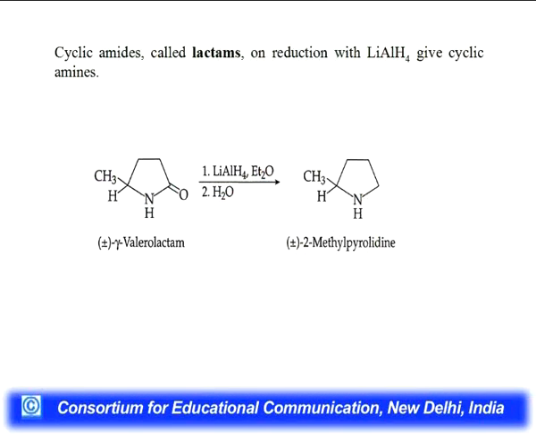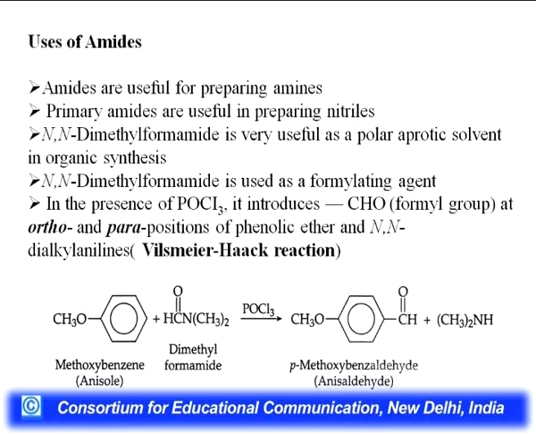Cyclic amides, that is lactams, on reduction with lithium aluminium hydride will give you cyclic amines. You can see the example, gamma-valerolactam when reduced by lithium aluminium hydride will give you 2-methylpyrrolidine. Now the uses of amides.